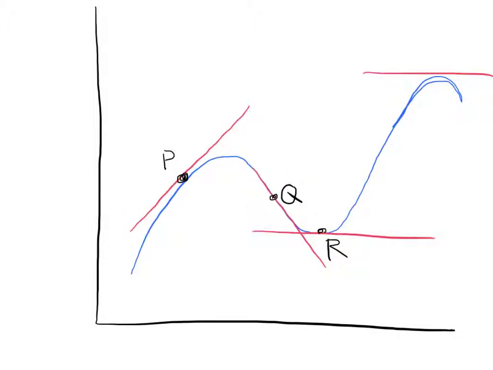Inversely, at this point Q, we see that the slope is negative, meaning that the function is decreasing. And then here, at point R, we see that it remains the same. It means it is constant. The slope is 0. It is not changing.